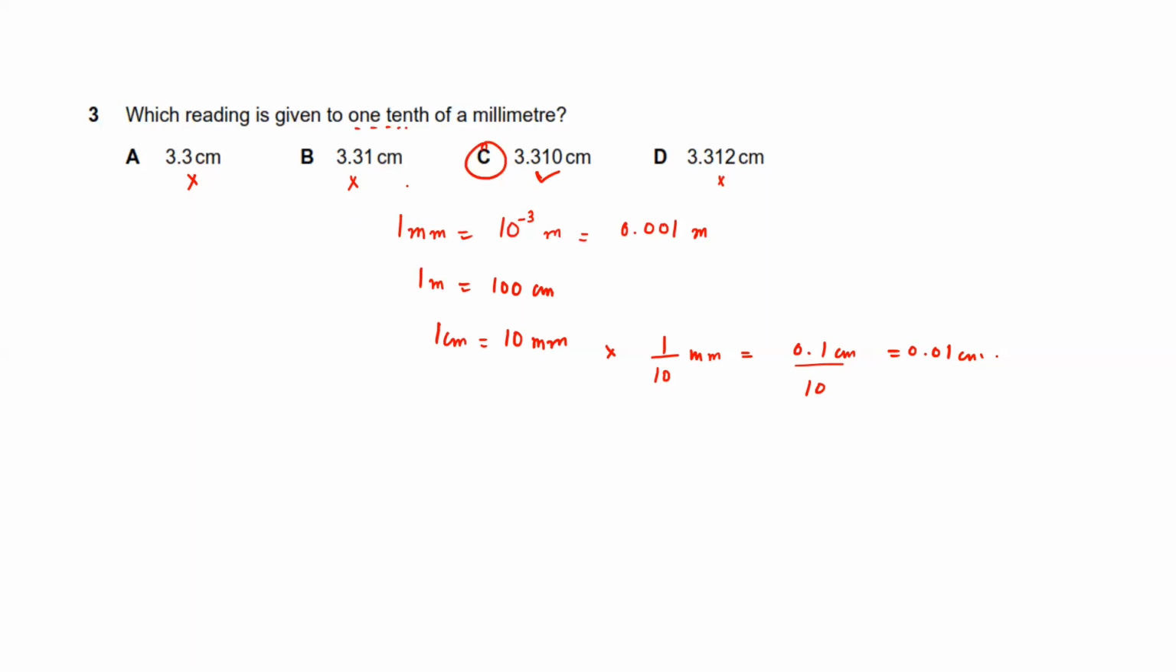So in what other way can we come about something like this? Just convert this into millimeters. So let's see what we get. This is 33 millimeters. This is 33.1 millimeters. This is again 33.10 millimeters, and this is again 33.12 millimeters. So the best choice we have for 1/10 of a millimeter is this. Answer C is the best choice we have.